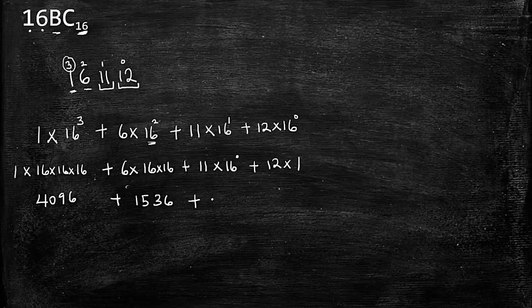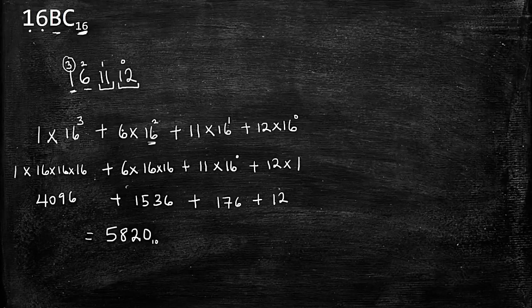11 times 16 is 176. You can go along with me by using your calculators too to check if I've made any mistakes. Plus 12 times 1 is 12. So now we need to add up everything here. Our answer is 5820. This one is in base 10.